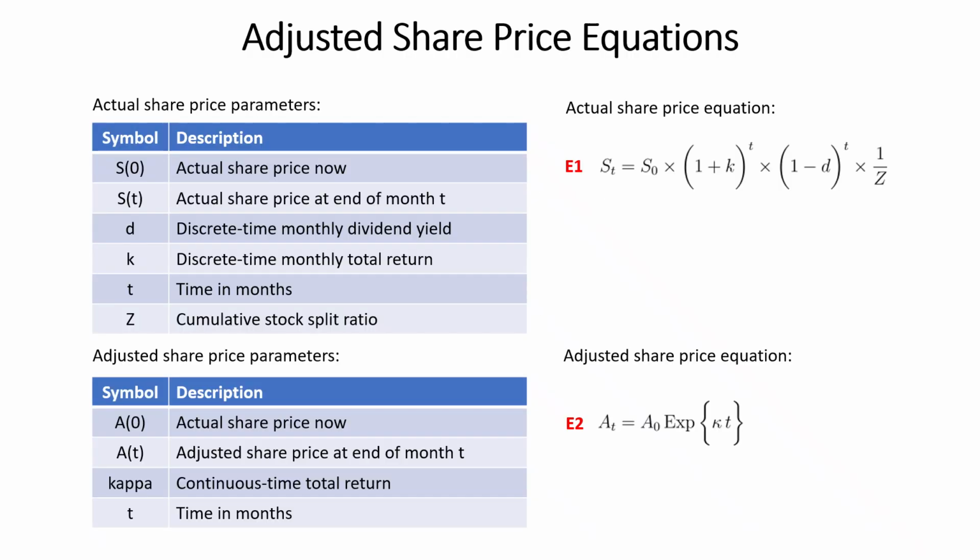In this slide, we want to talk about adjusted share prices and develop an equation for adjusted share price. Now, remember that adjusted share price adjusts the actual share price for dividends and stock splits. And we're going to do a couple things differently. First, we're going to look at monthly compounding. Before we were looking at annual compounding, but now we want to do monthly.